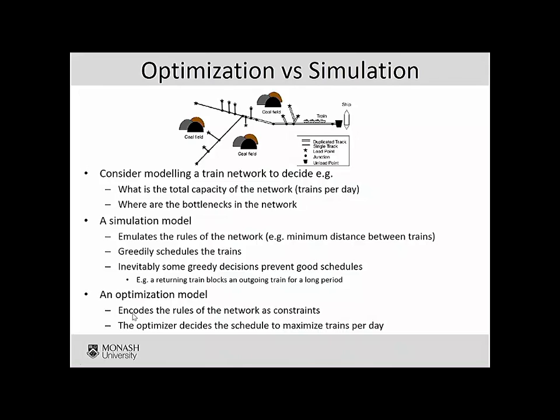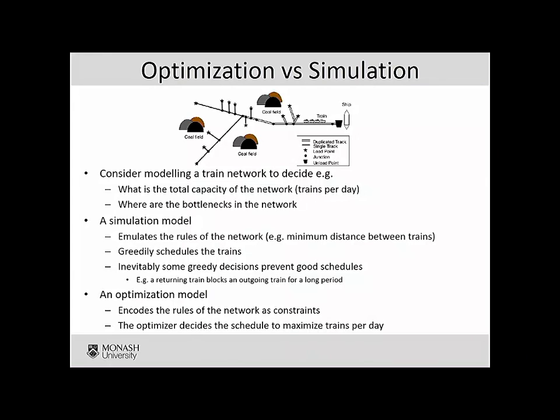So a simulation model would emulate all the rules of the network, such as what's the minimum distance we can have between trains. And it would greedily schedule the trains. We'd start sending out trains as quickly as we could. But since we greedily schedule, we can actually stuff things up, because you can start putting a train down this one-way track here, and that'll stop another train coming this way for a long, long time. And if we'd waited a little bit, maybe this train could have got through before that train arrived, and we could get more throughput in our system.